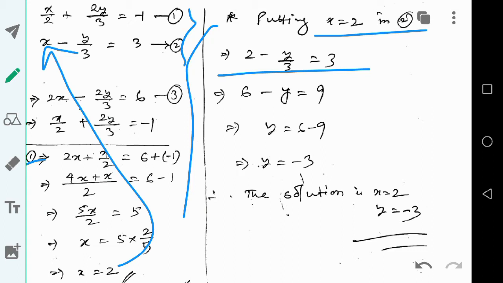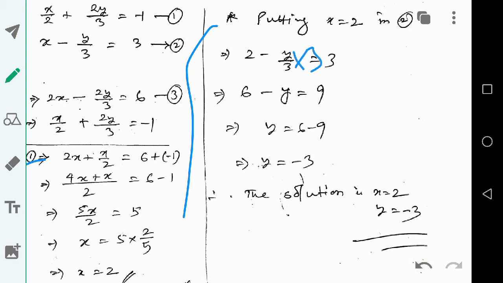Okay, so let's multiply both sides by 3. Then 3 times 3 is 9, 3 times 2 is 6, and if you multiply 3 with this term, 3 will be cancelled, only y left. So now this equation becomes 6 minus y is equal to 9, so y is transferred to the other side and becomes plus y, and 9 is brought to this side. Then we have 6 minus 9, which is equal to minus 3. So y is equal to minus 3 and x is equal to 2.